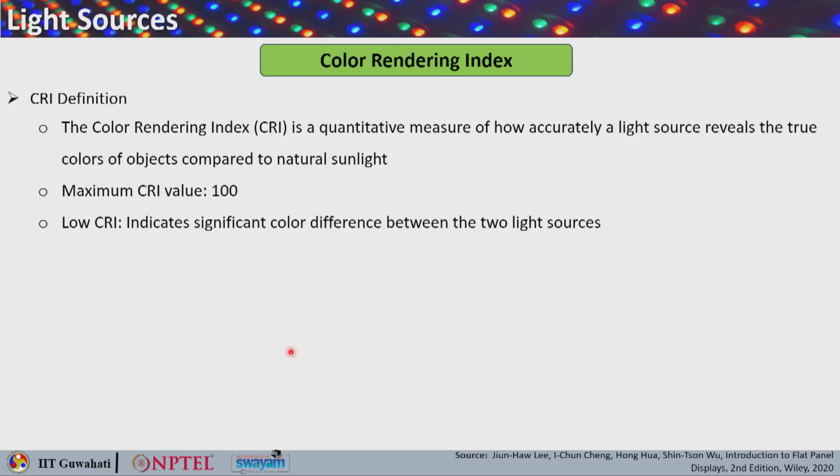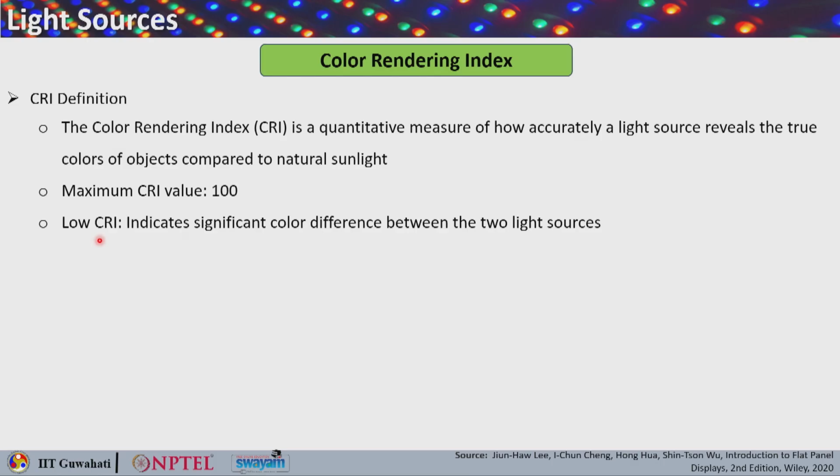So, now let us look into another important topic, which is color rendering index. So, what is color rendering index? It is a quantitative measure of how accurately a light source reveals the true color of objects as compared to natural sunlight. So, you can understand the maximum score or maximum CRI value can be 100, right.